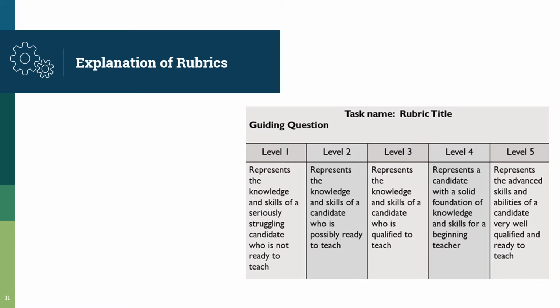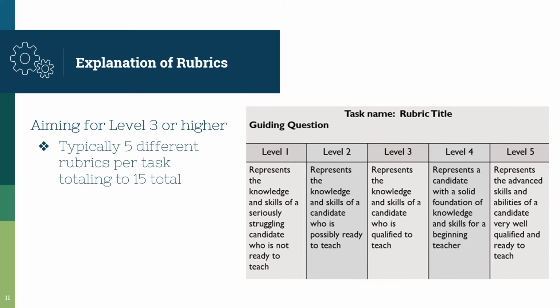The rubrics progress from a level 1 to 5. Level 1 reflects characteristics of not being ready to teach. Level 3 reflects characteristics of a qualified early novice. And Level 5 reflects characteristics of a highly accomplished beginner. We are aiming for Level 3 or higher. Typically, 5 different rubrics per task totaling to 15, and each of them has a different guiding question.